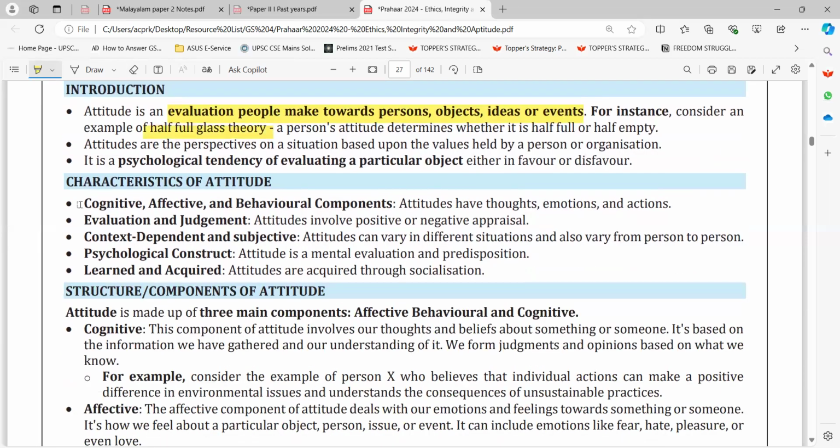Characteristics of attitude: cognitive, affective, and behavioral components, evaluation and judgment, context dependent and subjective, psychological construct, learned and acquired. Cognitive, affective, and behavioral components: attitudes have thoughts, emotions, and actions. Evaluation and judgment: attitudes involve positive or negative appraisal. Context dependent and subjective: attitudes can vary in different situations and also vary from person to person.